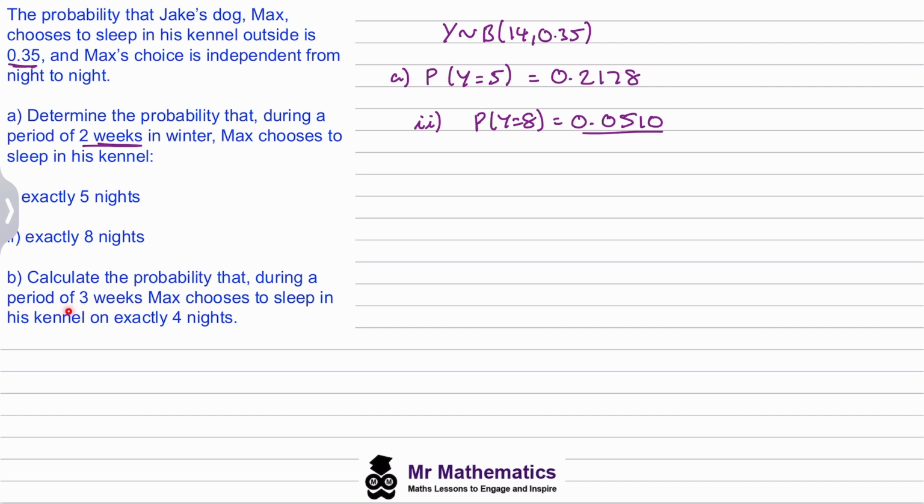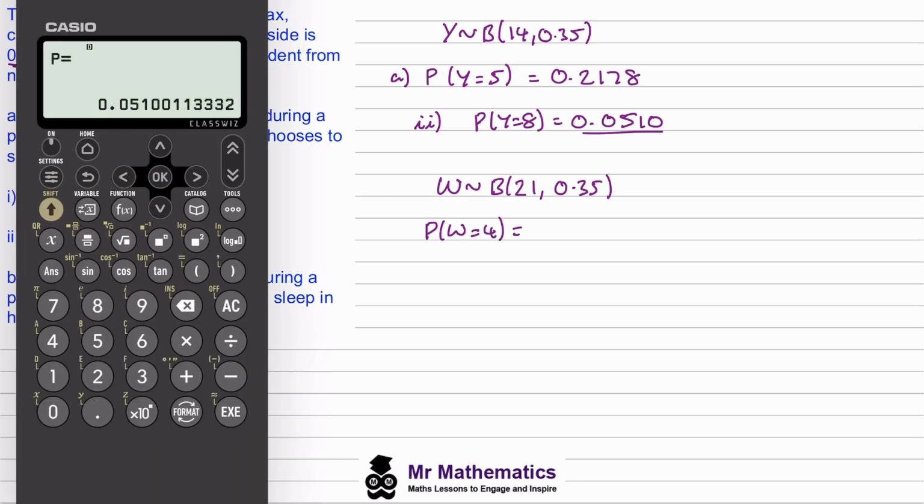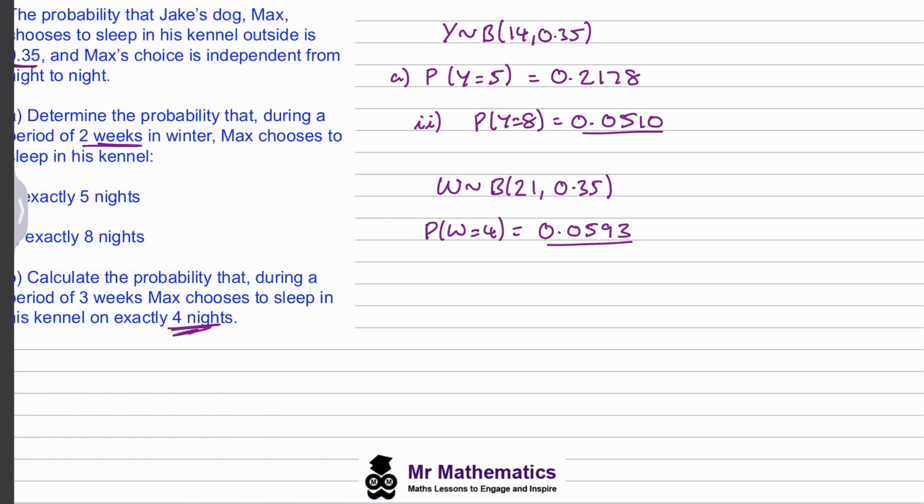So because n has changed, we need to define our new model. So I'll say W is now distributed binomially. We've got 3 weeks, so n is 21, and we've got the same probability. And we want the probability that W is exactly 4. So if we clear this, we want x as 4, but we'll change n to 21. And we get 0.0593. Let's try one more question.